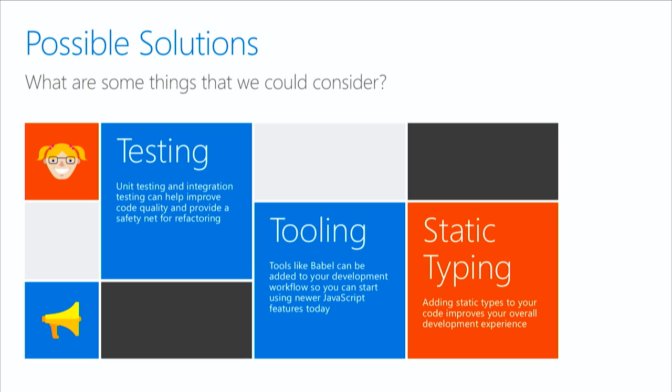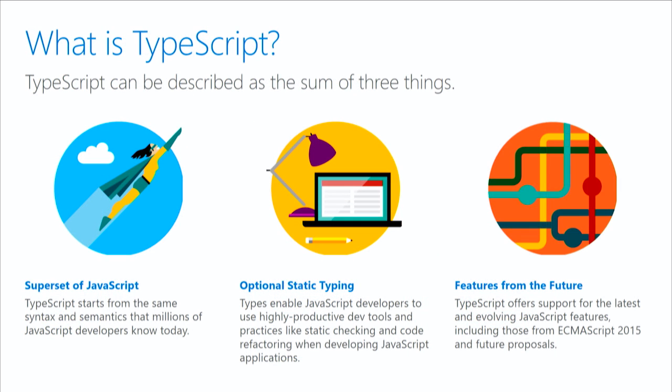We can also look to use some tooling. Tools like Babel, for instance, can be added to our development workflow so that we can start using newer JavaScript features today without having to worry about whether or not they're implemented in our browsers. And we could also consider adding static typing, which leads right into TypeScript. Static typing really helps light up things inside our development and our editing experience.